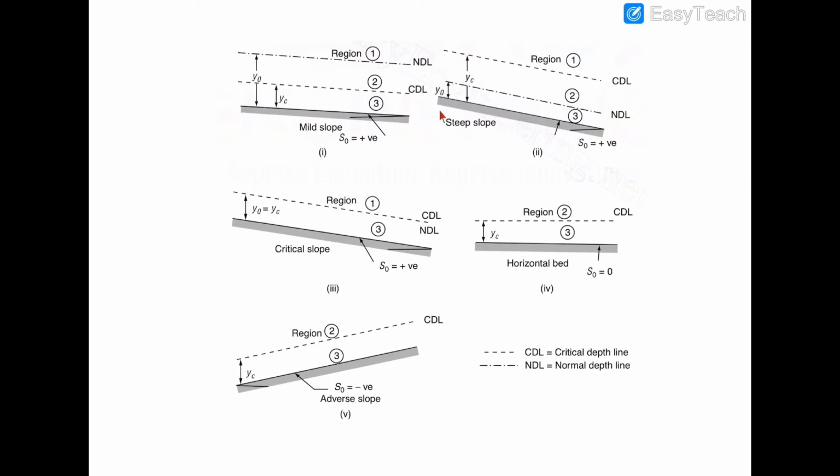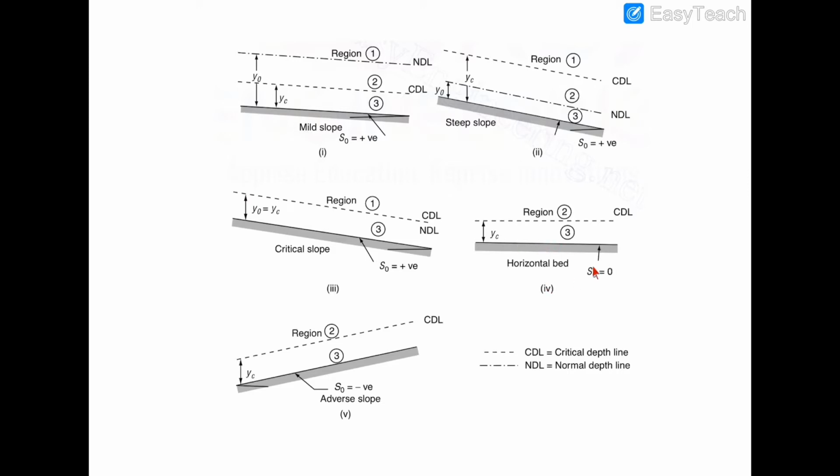In similar way, we can draw for steep slope. In this case yc is greater than y naught. This line represents the critical depth line. This line represents NDL. In similar way, we can draw this NDL and CDL for critical slope. These lines will coincide with each other because y naught is equal to yc for critical slope.